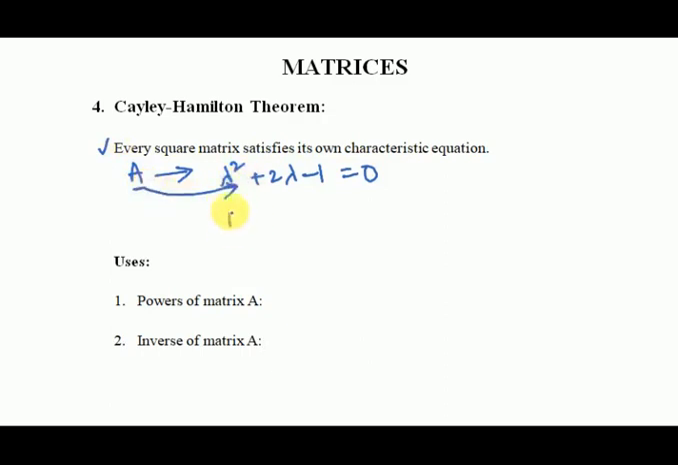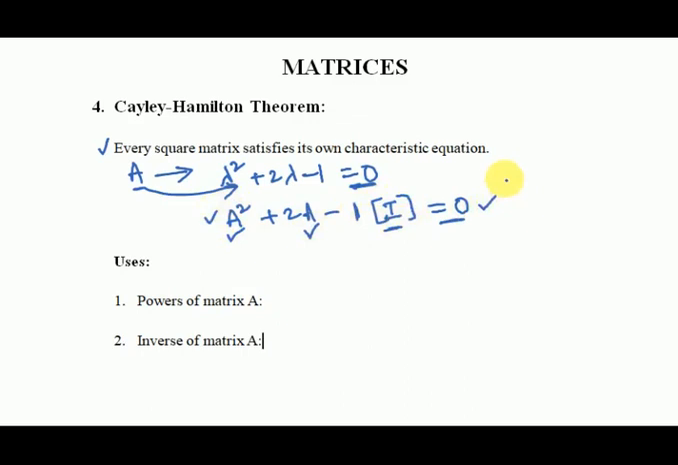That means if you substitute this matrix A in this characteristic equation, we'll get A square plus 2A minus 1 into identity matrix. It gives you 0. Satisfies means it gives you 0. Why we multiply with this identity matrix means, here we have A square is a matrix, 2A is also a matrix. To compute this calculation, we need to multiply this scalar 1 with identity matrix, to get 0.